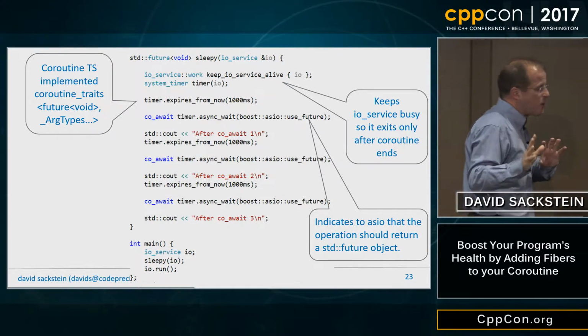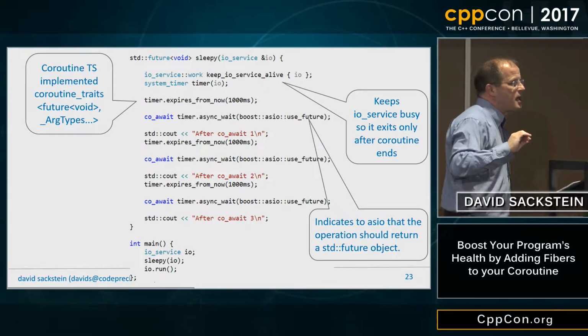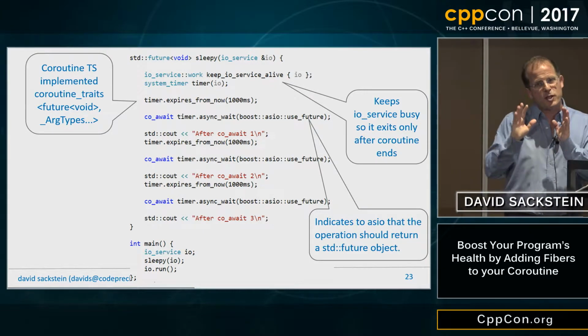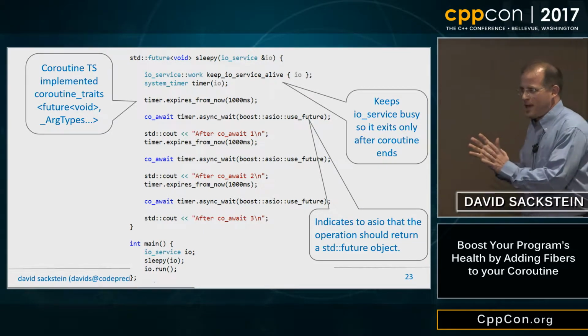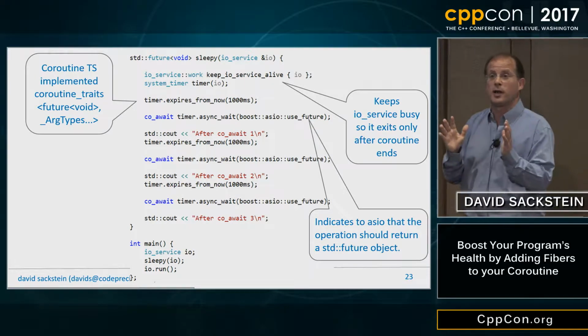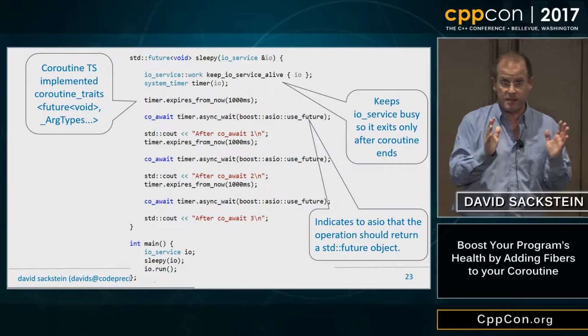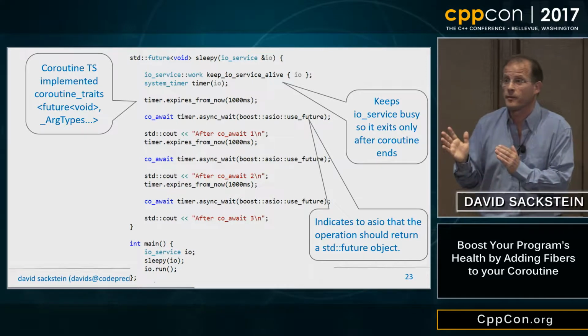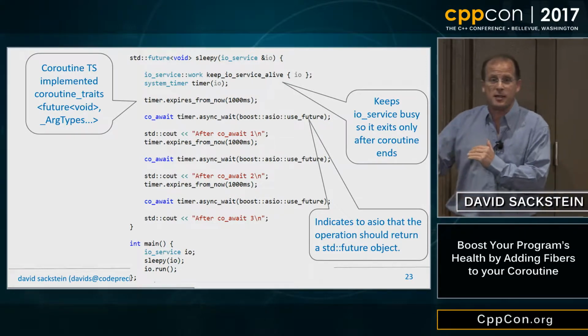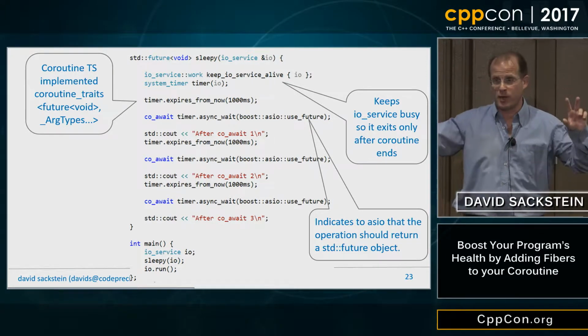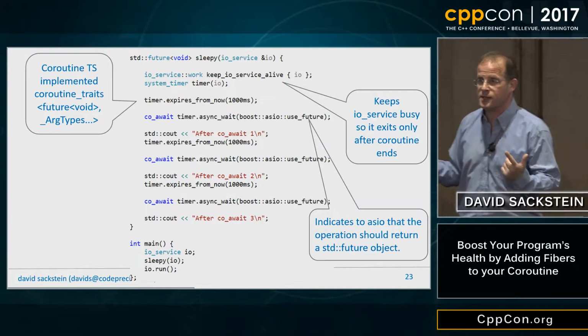So what I want to take away from this particular example is simply that through specialization of Boost ASIO and the specialization that is provided for us by the coroutine TS implementation in Visual Studio, we can use Boost ASIO in a synchronous way, even though what is actually occurring is asynchronous.